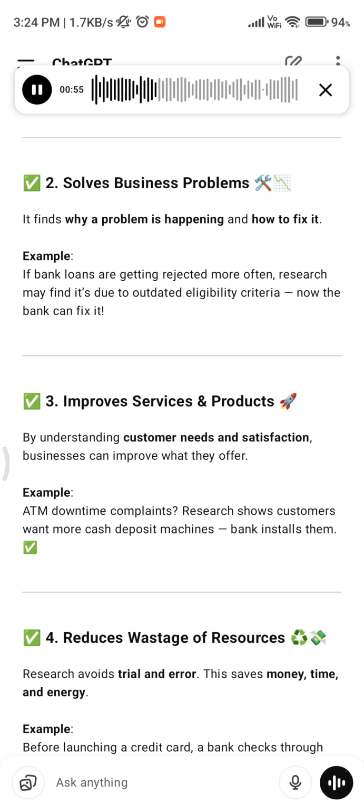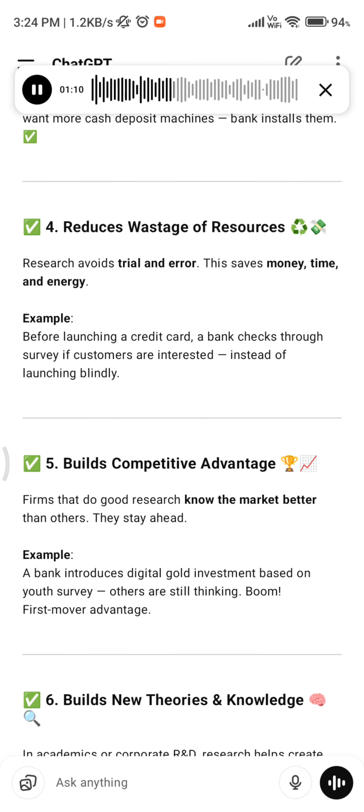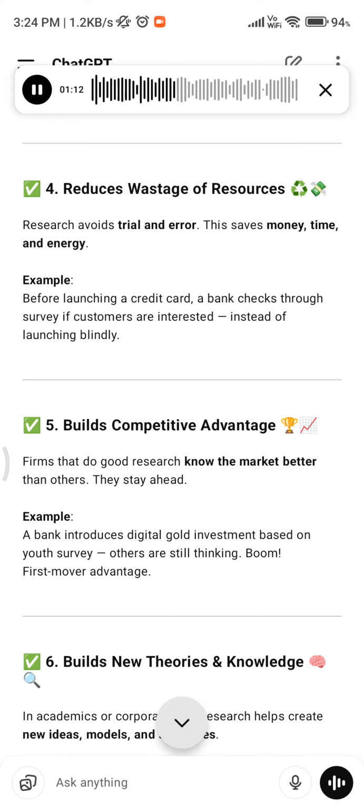3. Improves services and products. By understanding customer needs and satisfaction, businesses can improve what they offer. Example: ATM downtime complaints? Research shows customers want more cash deposit machines. Bank installs them. 4. Reduces wastage of resources. Research avoids trial and error. This saves money, time, and energy. Example: before launching a credit card, a bank checks through a survey if customers are interested instead of launching blindly.